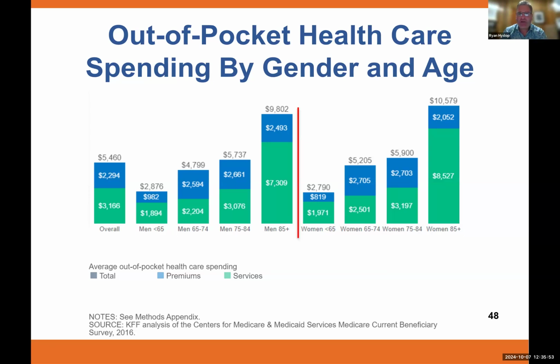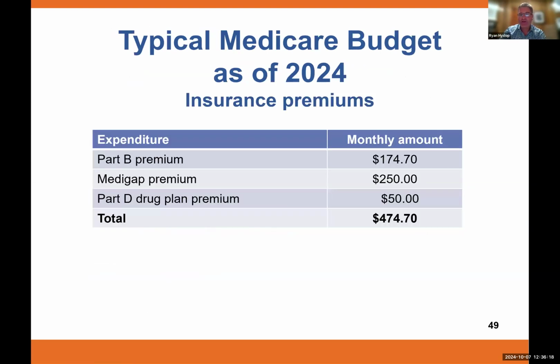Out-of-pocket healthcare spending by gender and age. Very easy trend to discern here: under 65, services still tend to be the majority of what is being spent. As you get towards 65 to 74, premiums tend to be more than anything else. But as you get older and older, it's the services that go through the roof. And most of those services have to do with long-term care.